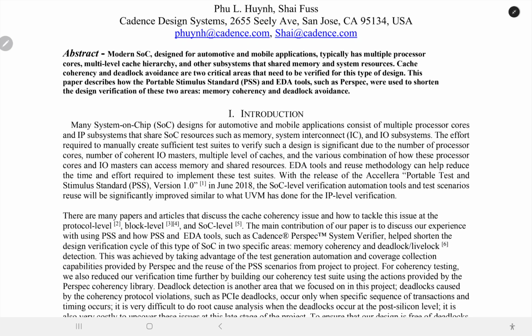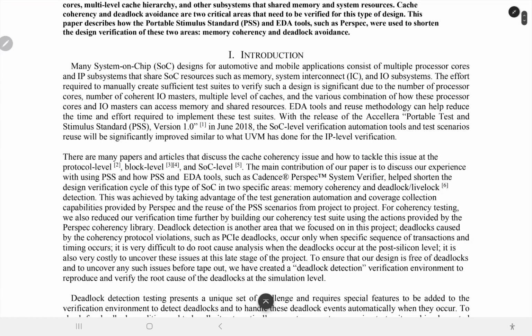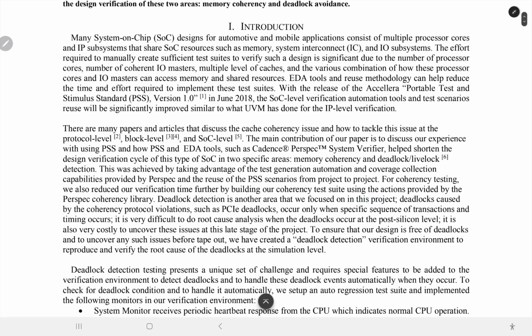EDA tools and reuse methodology can help reduce the time and effort required to implement the test suite. With the release of the Accellera Portable Test and Stimulus Standard (PSS) version 1.0 in June 2018, SoC-level verification automation tools and test scenario reuse will significantly improve, similar to what UVM has done for IP-level verification. There are many papers and articles that discuss cache coherency and how to tackle this issue at the protocol level, block level, and SoC level.